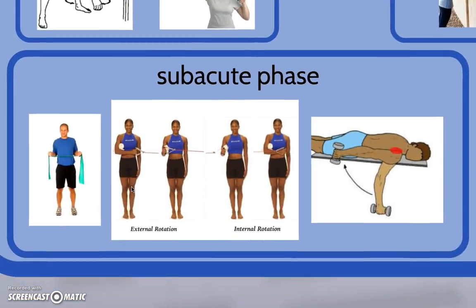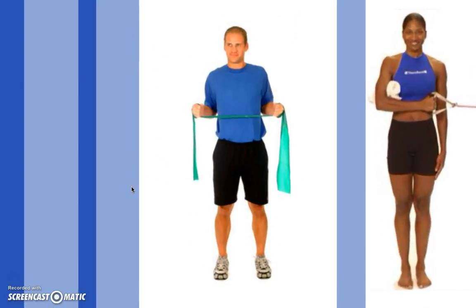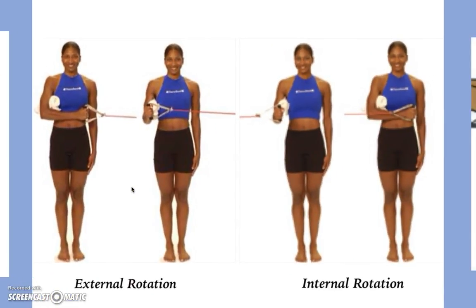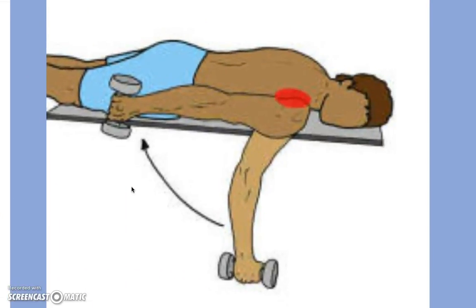The second stage is the subacute phase. The goals of this phase are to continue to protect the healing tissue, continue to improve passive range of motion, initiate active range of motion with proper scapulohumeral rhythm, and initiate light rotator cuff strengthening. Exercises for this stage include active assisted range of motion, scapular retraction, external rotation, and internal rotation with a TheraBand, standing scaption, prone extension, and prone horizontal abduction with dumbbells.